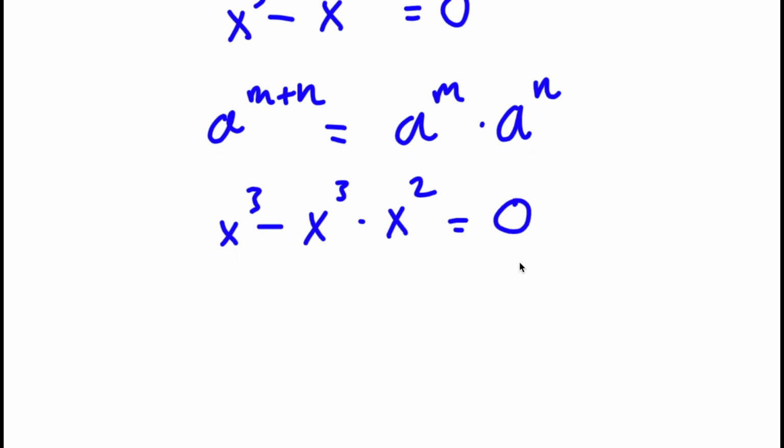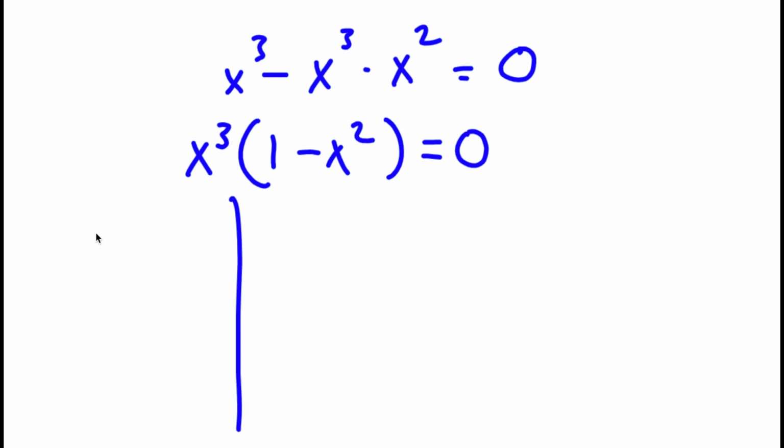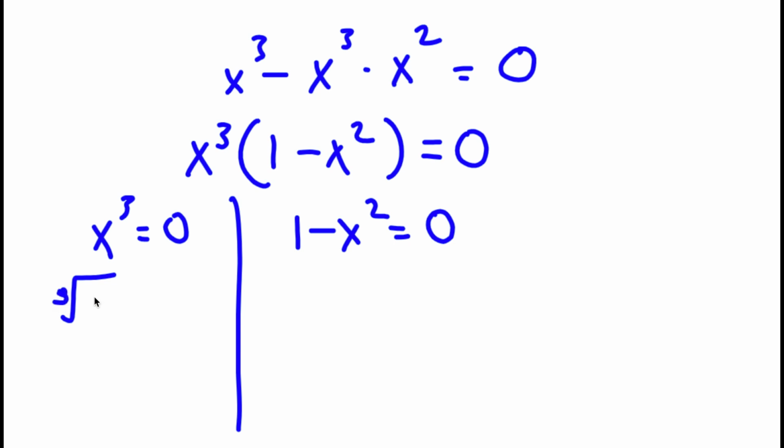So now, from here, notice how both of these terms have x to the power of 3 in them. So if I factor out x to the power of 3, I get x to the power of 3 times 1 minus x squared, and this is equal to 0. So now from here, this gives me two equations. I have x to the power of 3 is equal to 0, and I have 1 minus x squared is equal to 0. So for x to the power of 3 equals 0, I'm going to take the cube root on both sides.